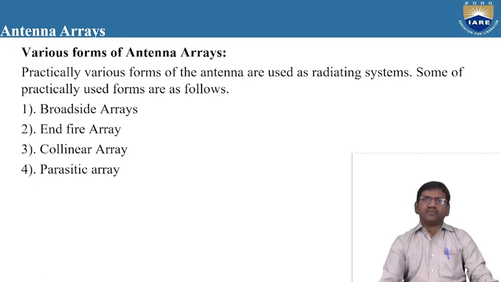So, various forms of antenna arrays. These are the different forms of antenna arrays we can design: broadside array, end-fire array, collinear array, and parasitic array. Let us see one by one what these types of arrays are.